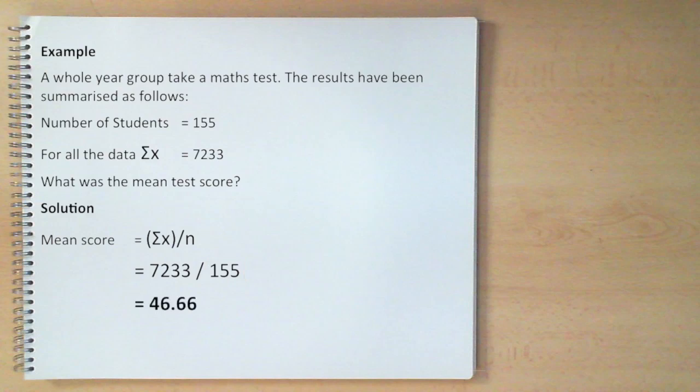46.66. So again, as with other questions of this type, don't be fooled into thinking they're harder than they actually are. The mean is still the total of all of the data items divided by the number of data items. They're just being given to you here in a different format.